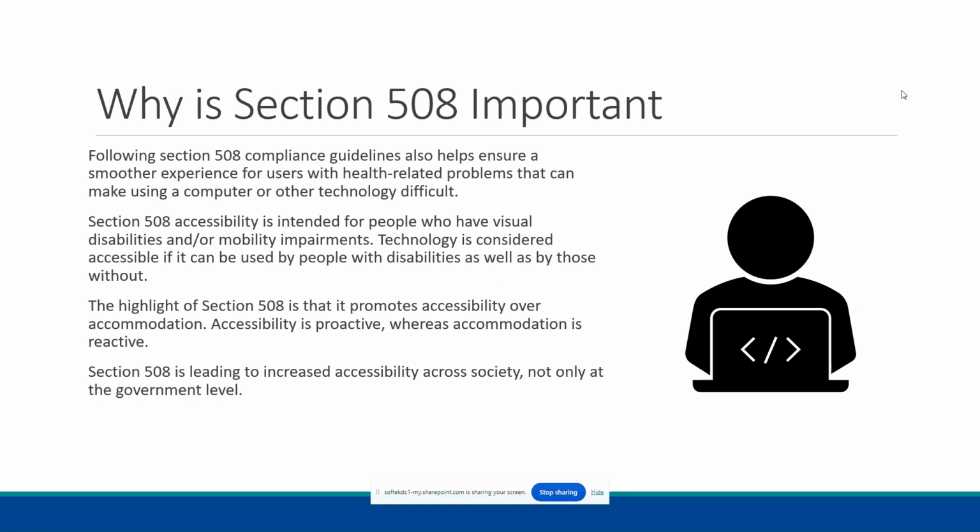First, why is Section 508 important? Following Section 508 compliance guidelines also helps ensure a smoother experience for users with health related problems that can make using a computer or other technology difficult. Section 508 accessibility is intended for people who have visual disabilities and or mobility impairments. Technology is considered accessible if it can be used by people with disabilities as well as by those without.